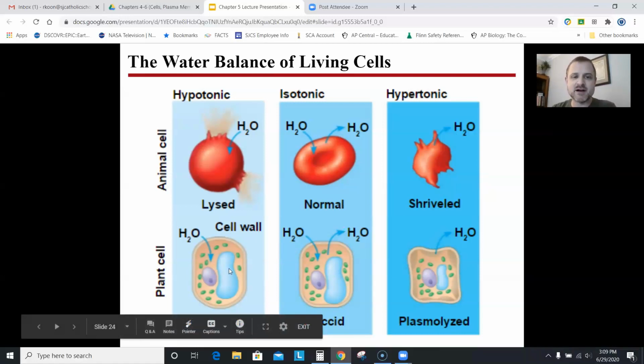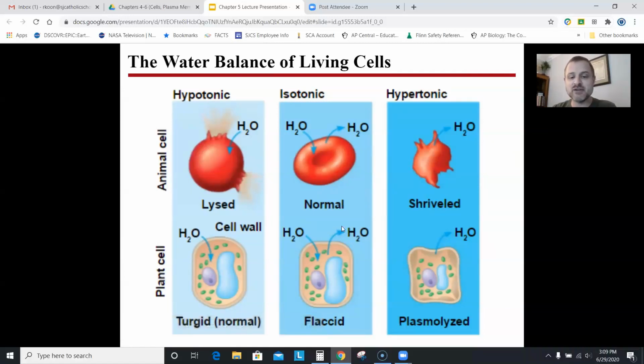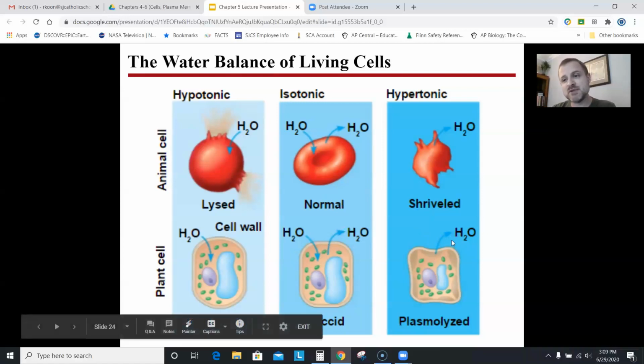If I put a plant cell into a hypotonic solution, water's gonna come in and the cell is going to swell. The word for that is turgid. This bottom sidebar keeps blocking the words, but that word is turgid. If it's an isotonic solution, water comes in, water goes out, that's gonna be a cell that's limp. The term there is flaccid. And if you put it in a hypertonic solution, it's gonna lose lots of water. The word there is plasmolyze.